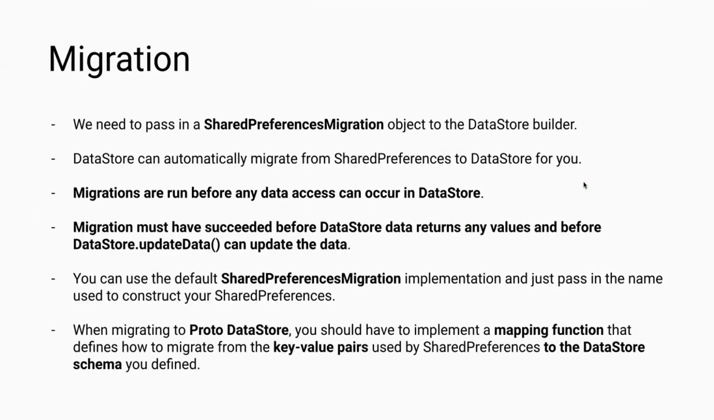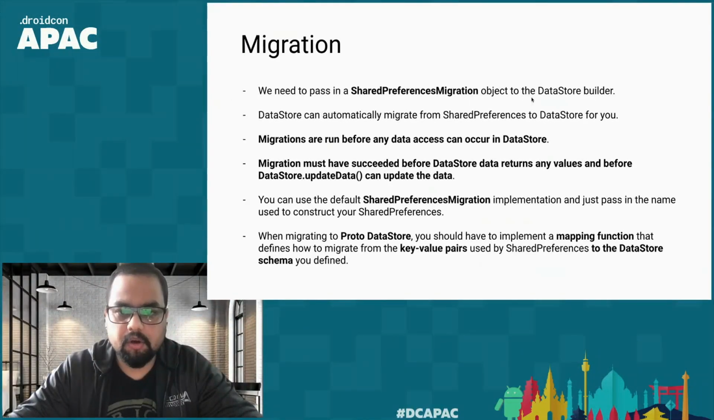Now the major part is how to migrate from shared preference to data store. We need to pass a shared preference migration object to the data store builder. Till now we have seen how we can create or set up data store in a very fresh, greenfield project. Now let's suppose we already have a shared preference in place. How do we migrate? The best part is that data store gives us a default implementation for migration. You need to pass a shared preference migration object to your data store builder, and data store will automatically migrate all the shared preference to data store for you.